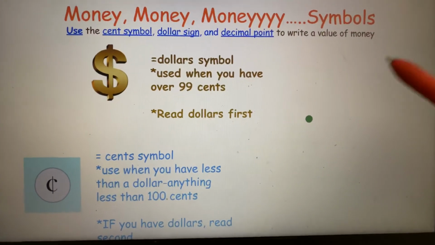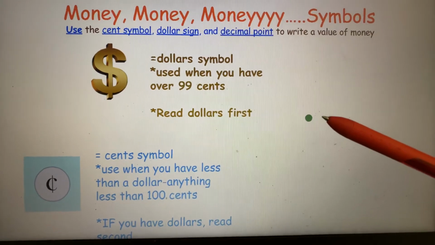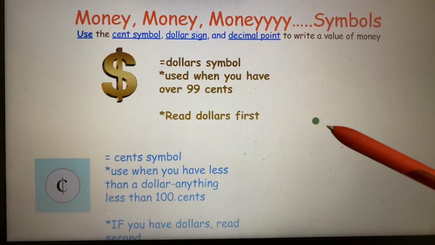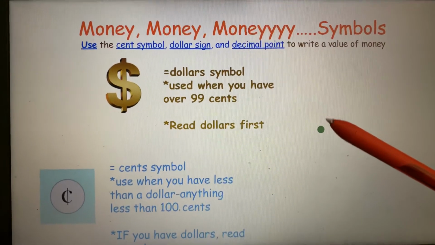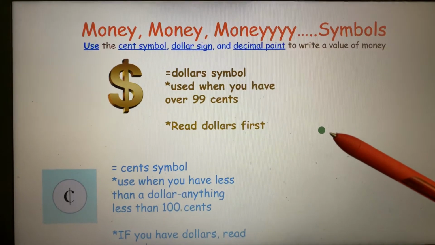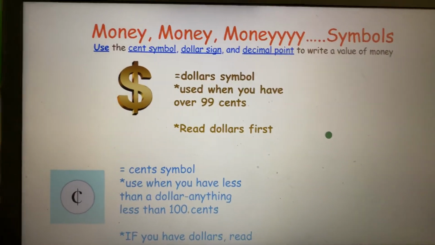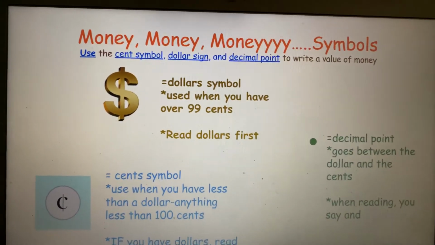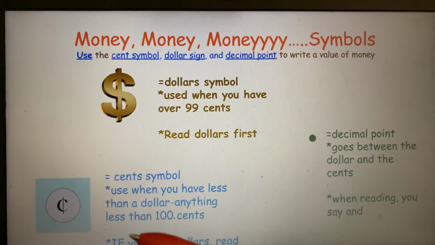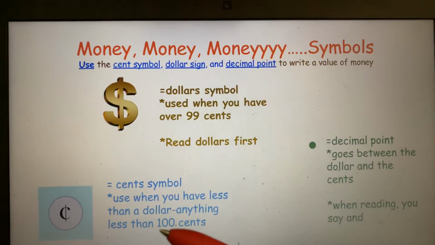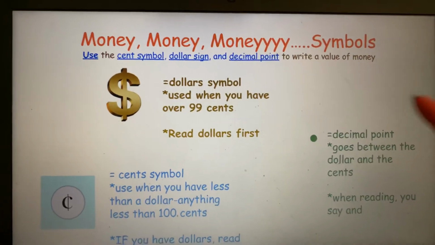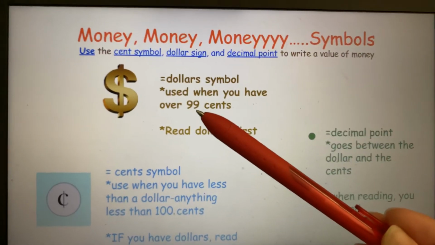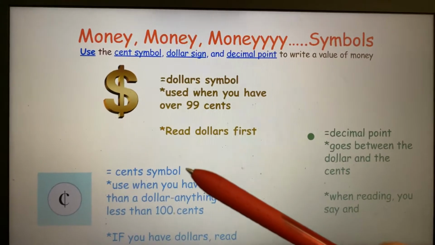Our last symbol is this little dot right here. We usually see this at the end of our sentences, or we should see it at the end of our sentences, and we usually call it a period. But when we're talking about money, this little dot is called a decimal point. So we're going to call that the decimal point symbol. And it goes in between your dollars and your cents. So when we get to slides later on, you'll see that we put this little dot, which is our decimal point, in between the value of our dollars and our cents.